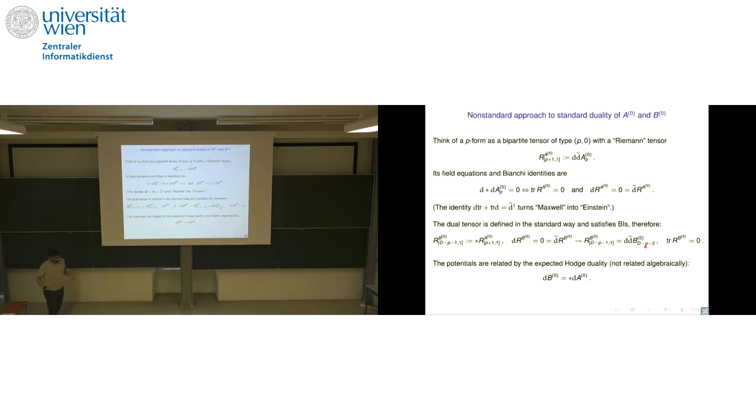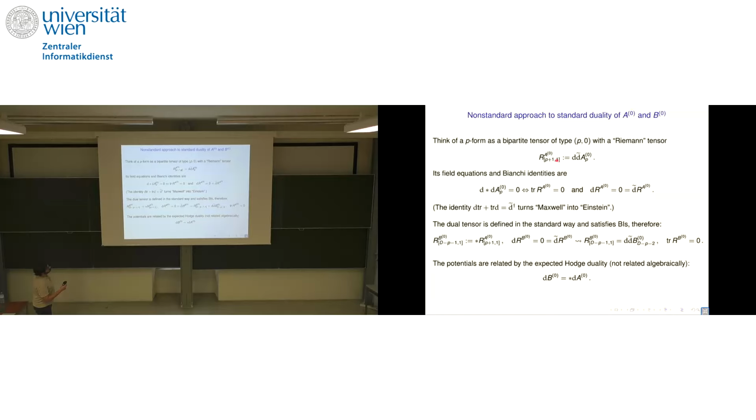So in order to give you a flavor of how this can be shown, let me first present a very unorthodox approach to the standard duality between a P form and a D minus P minus 2 form. The unorthodox part of this approach is that instead of considering their reasonable field strengths, which will be the d of them, I will consider some sort of Riemann tensors. So I will think of a P form as a bipartite tensor of P, 0 type, right? And then I will define a sort of Riemann tensor like this. So this is a P plus 1, 1 thing.